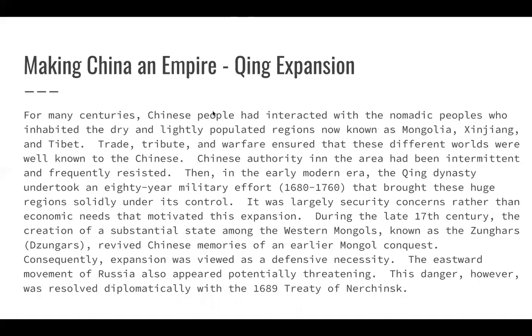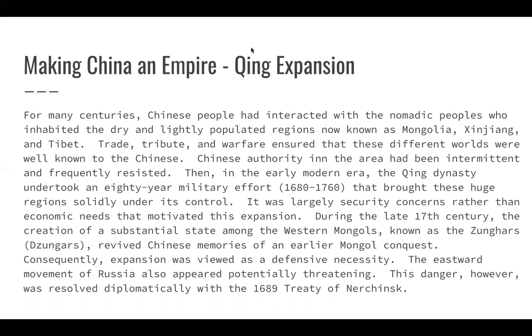For many centuries, Chinese people had interacted with nomadic people who inhabited the dry and lightly populated region known as Mongolia, Xinjiang, and Tibet. Trade, tribute, and warfare ensured that these different worlds were well known to the Chinese. Chinese authority in the area had been intermittent and frequently resisted. Then, in the early modern era, the Qing Dynasty undertook an 80-year military effort from 1680 to 1760 that brought these huge regions solidly under its control.